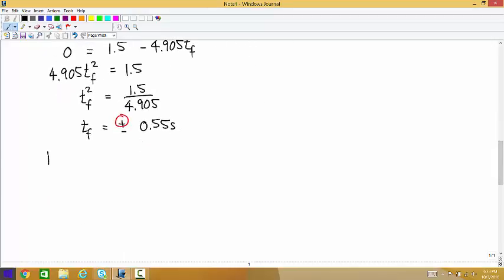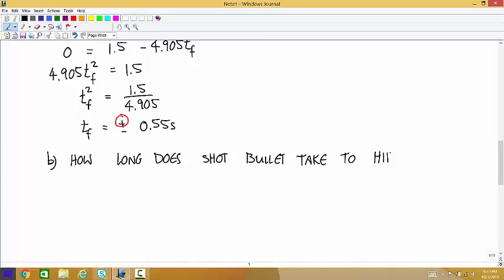Okay, so now part B. How long does it take the bullet to hit the ground? Yeah, they're both bullets. Okay, if the gun was horizontal, how long would it take to hit the ground? 0.55. Yep. Okay, so we're going to calculate now with the 1 degree angle.